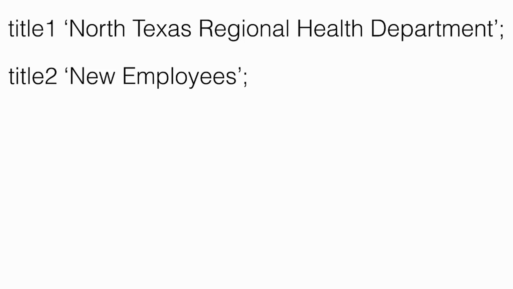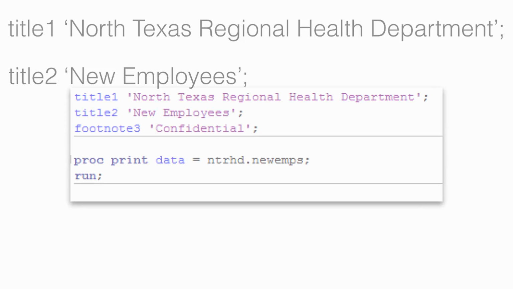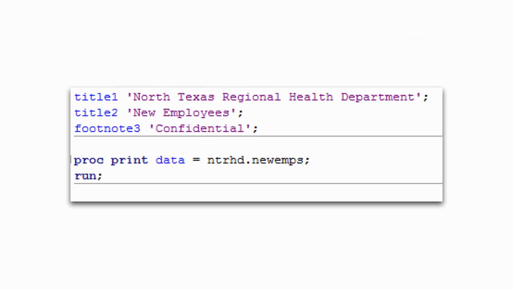To specify multiple titles or multiple footnotes, you must use multiple statements. Remember that title and footnote statements are global statements, so they can stand alone outside of a step. Additionally, notice that this footnote statement specifies line 3, but there are not footnote statements specifying lines 1 and 2. So, in this report, what do you think will appear in footnote lines 1 and 2? If you skip a footnote or title number, SAS leaves the skipped line blank.